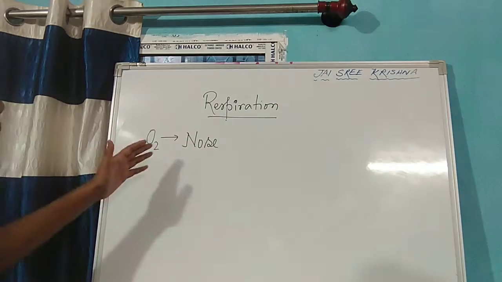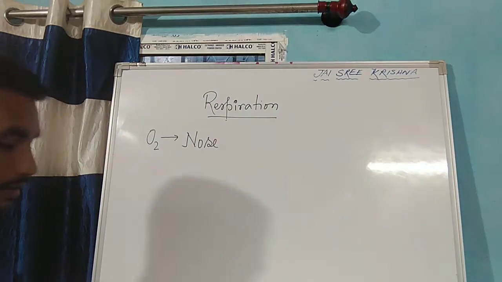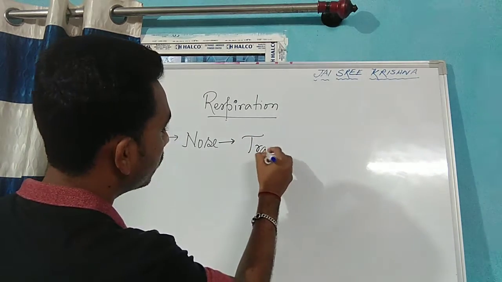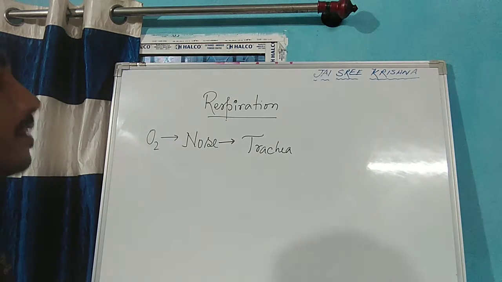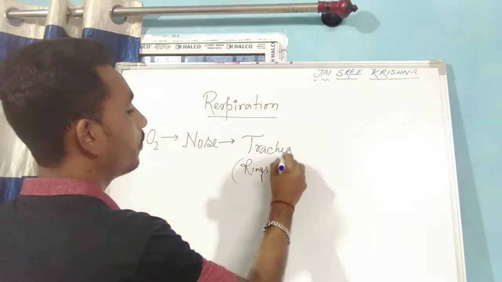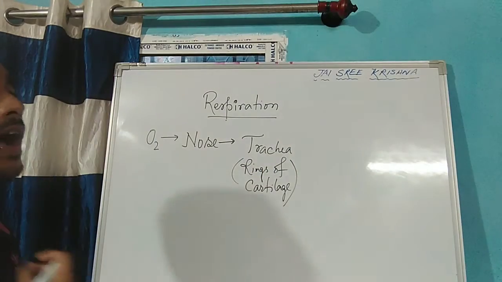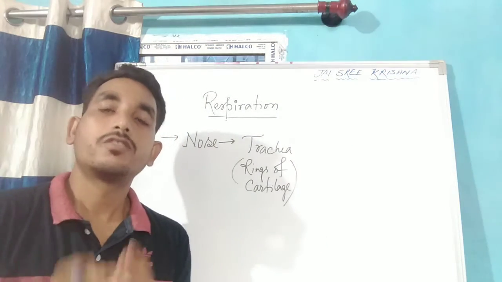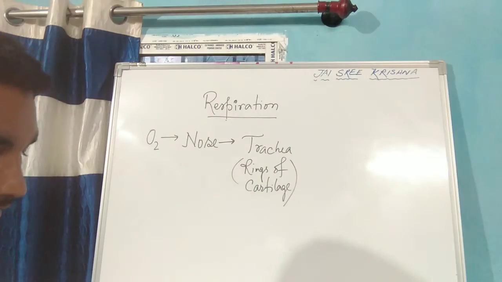After the oxygen goes into the nose, it travels down the trachea. In the trachea there are rings of cartilage, so that this tube-like structure through which the oxygen is passing does not collapse for any reason. That's why it is guarded by these rings of cartilage.